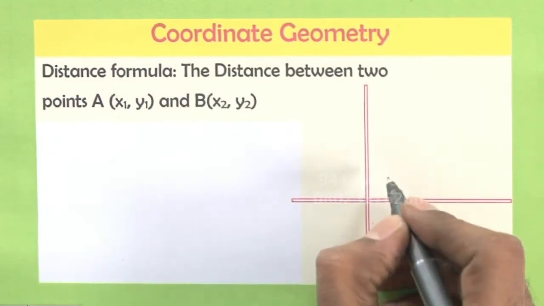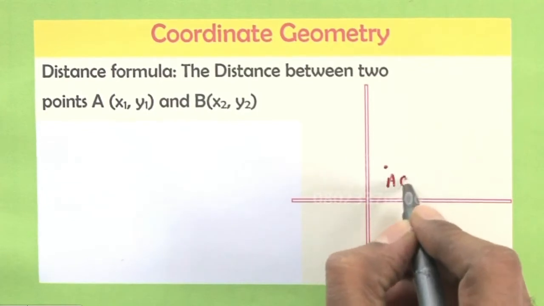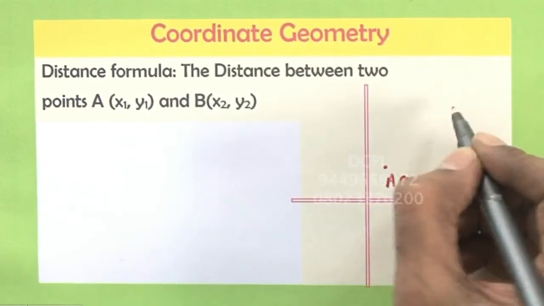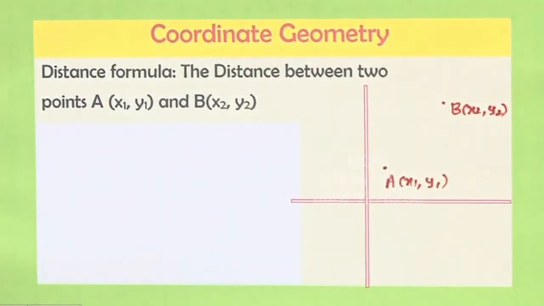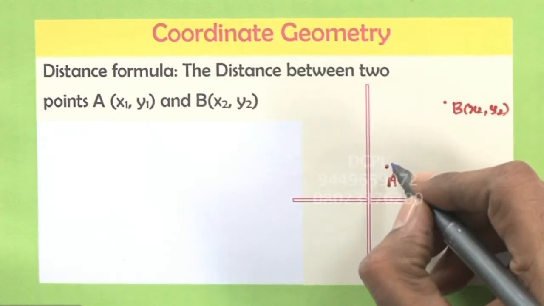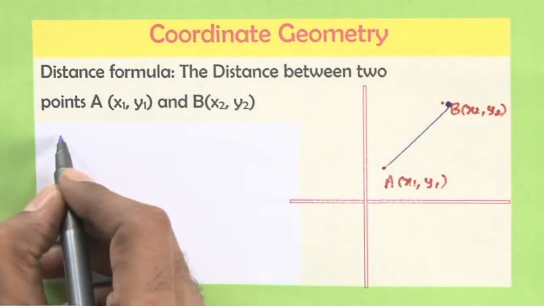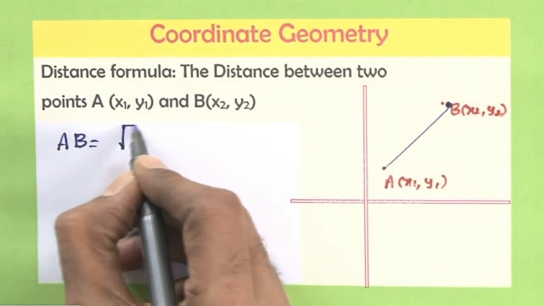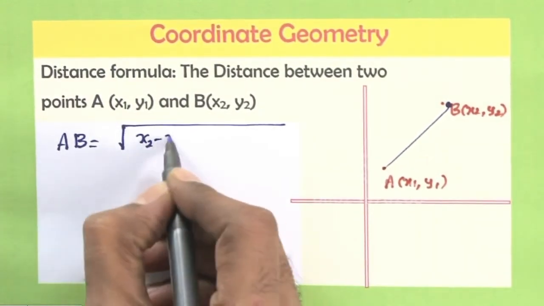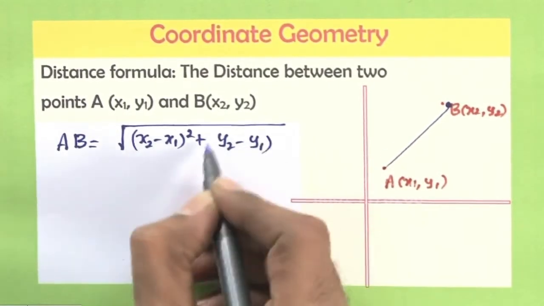Dear students, if you observe carefully, I am recognizing 2 points in the plane: A of x1, y1, and B of x2, y2. These are the 2 points A and B. Now, the distance between the points A and B is given by the formula AB equals the square root of x2 minus x1 whole square plus y2 minus y1 whole square.